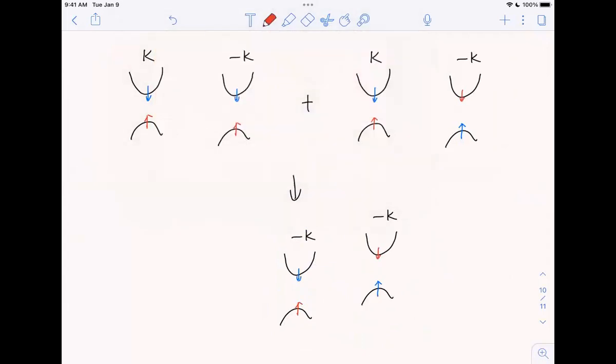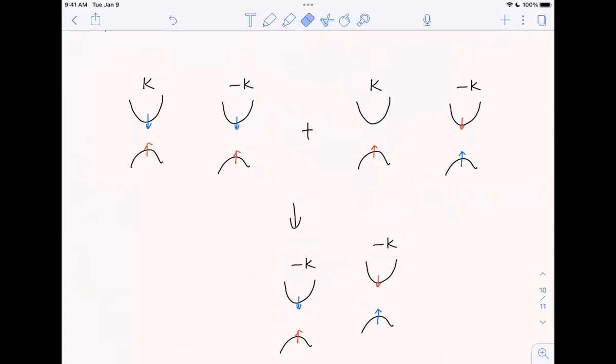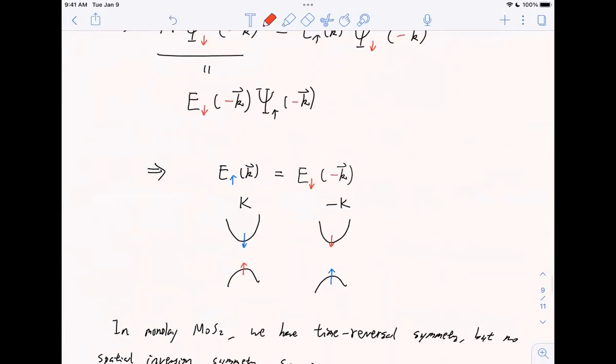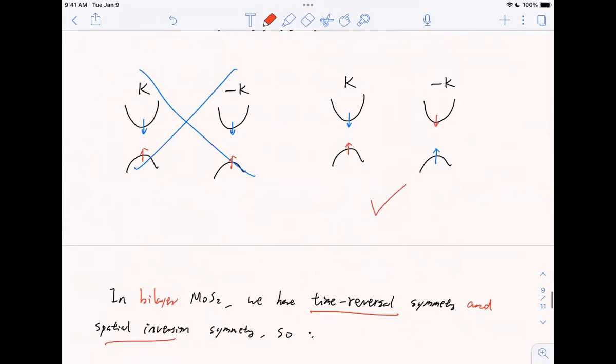You just get spin. Sorry, I think I drew it wrong. The spin up and down is wrong. Okay, sorry. This is spin up. This is spin down. I changed the color, but didn't change the spin. Okay, sorry for the mistake.